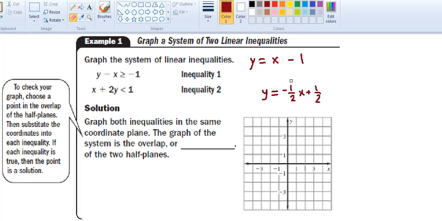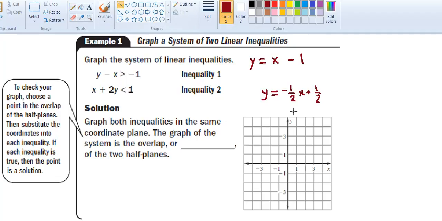Okay, so what I got when I pretended like these were equal signs is, on the first one, I got y equals x minus 1, and then the second one I got y equals negative 1/2 x plus 1/2. Now, there's going to be some fractions in this one, but it's not too bad, so I think we'll be okay in this one. Go ahead and let's graph these together.